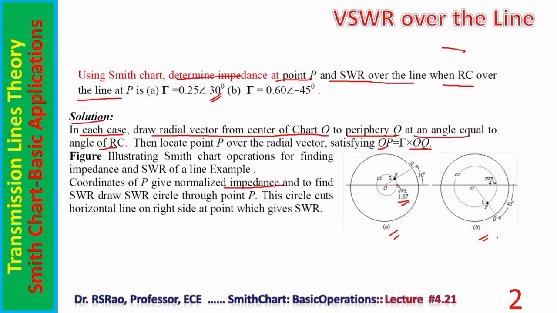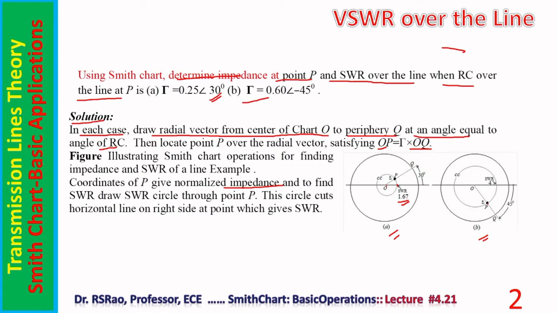In case of B, gamma is 0.60, angle is minus 45 degrees. So what we have to do is draw a radial vector from center of the chart to the periphery at an angle of minus 45 degrees. So this is the line OQ, and over this radial vector locate point P such that OP is equal to 0.6 times OQ. So point P is now available.